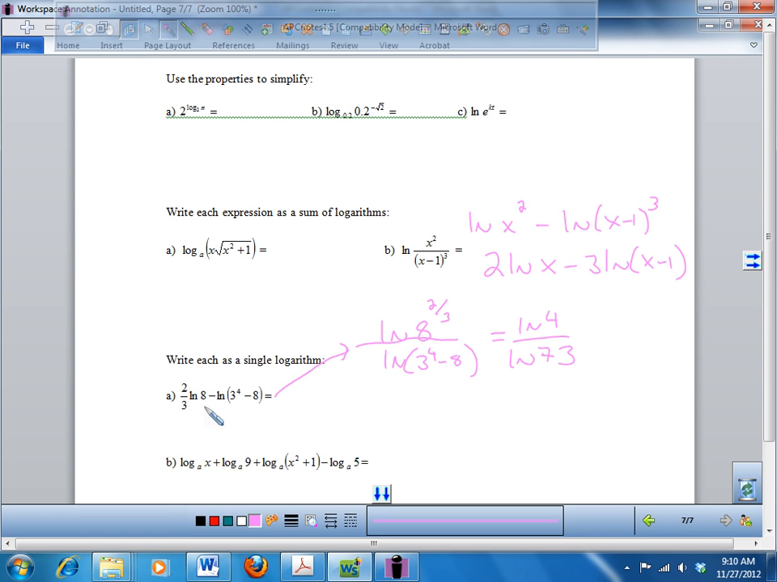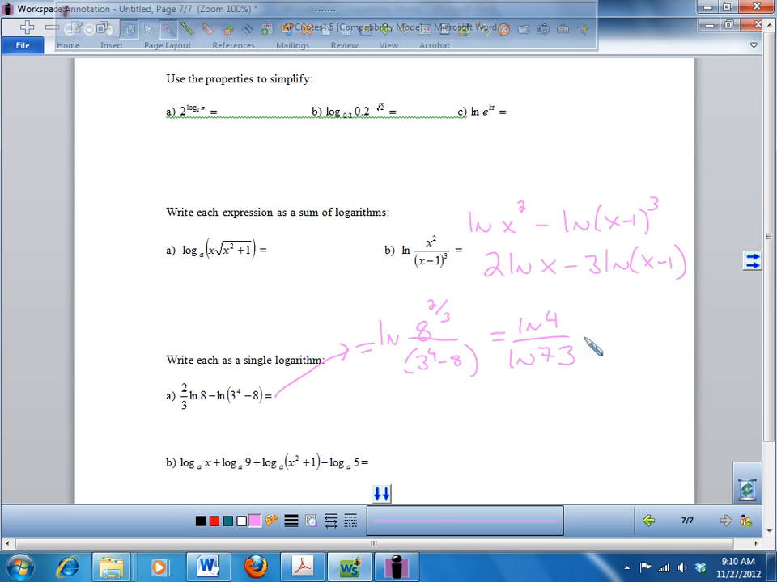No, because... Oh, sorry. Austin's right. This natural log needs to be out here all by itself. Okay? Equals natural log of 8 2/3, like that.